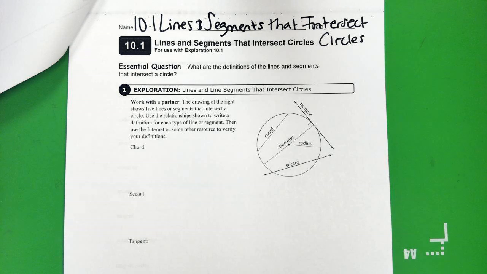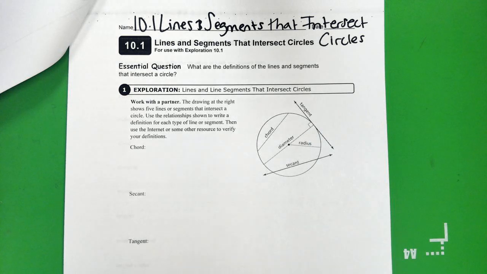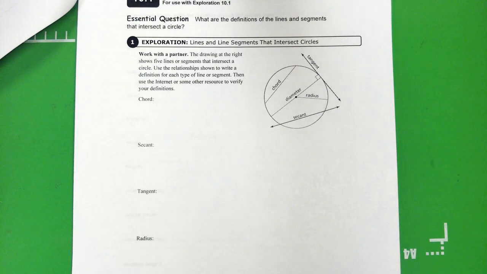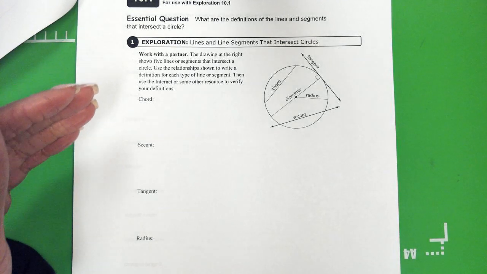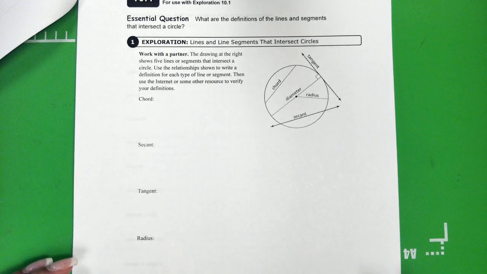So tangent does play an actual role, though we're not going to use it necessarily for finding trig functions. We will see its relationship in triangles in a circle. Note the right angle that is noted in this diagram. For this one, you have an essential question: what are the definitions of lines and segments that intersect a circle? In this case, I would have you work with a partner. Working with that partner, you are going to look up definitions for a chord, secant, tangent, radius, and diameter, which is at the bottom.